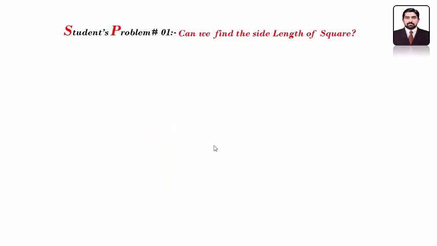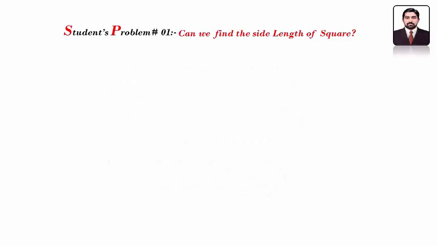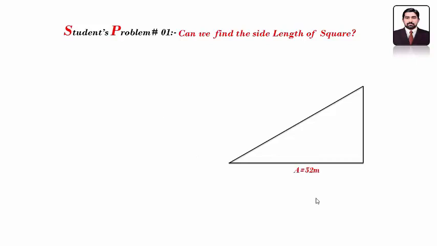Student problem number 1: can we find the side length of the square? This one is the question. This is a right angle triangle. The base of this triangle, A, is equal to 52 meter, and the perpendicular of this triangle, B, is equal to 21 meter, and this triangle has a square inside. The question is the side length of the square.